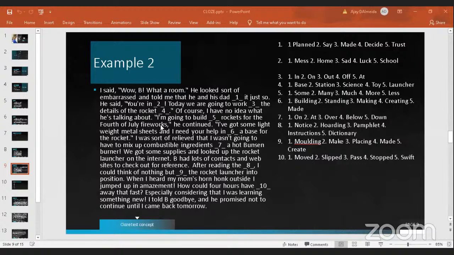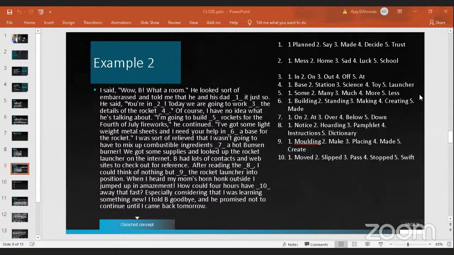I said, "Wow, what a room." He looked sort of embarrassed and told me that he and his dad dash it so. What should be the right one? Planned it so. Okay, planned it so. Answer should be planned, not made it so. Made is when you make things, when you make food and all that stuff. It's just room is planned. Planned it so.